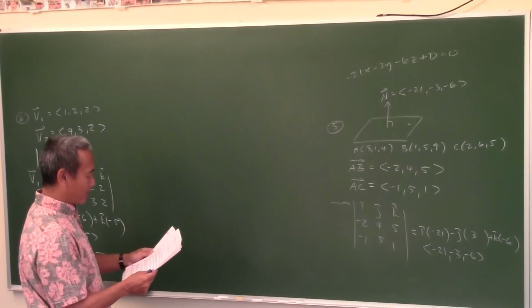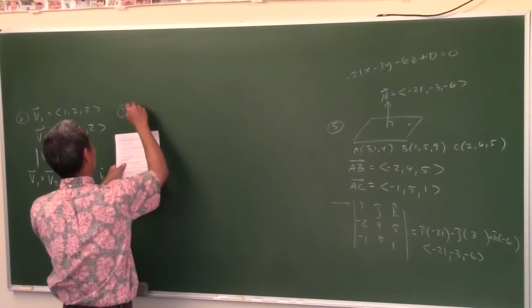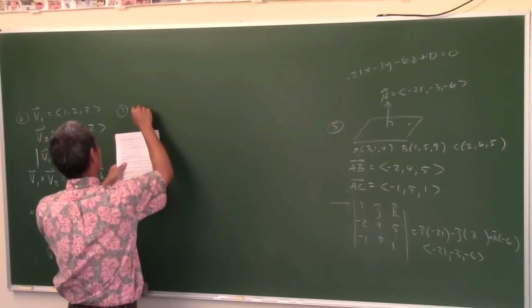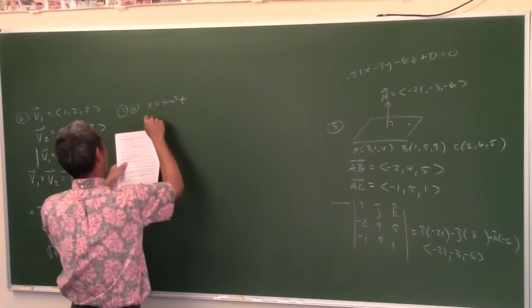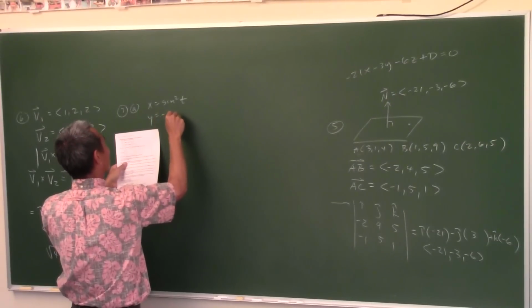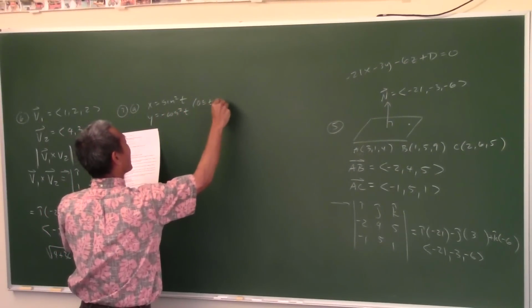Okay, graph each pair of parametric equations over the given interval of t. No calculator now, so you're going to be drawing this on the back of your answer sheet. So A: x equals sine squared t, y equals negative cosine squared t, from 0 to 2 pi.